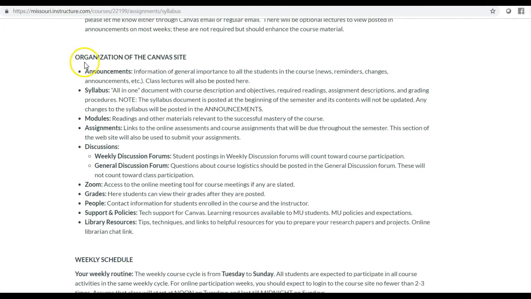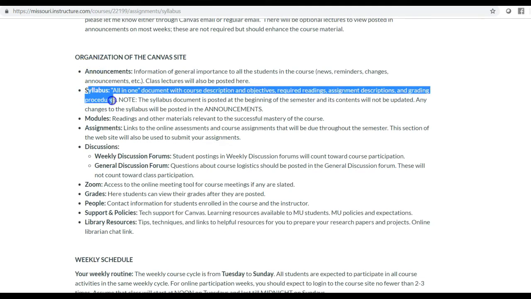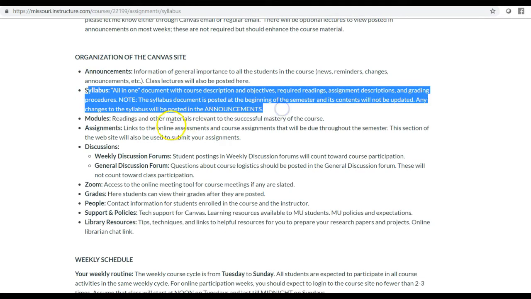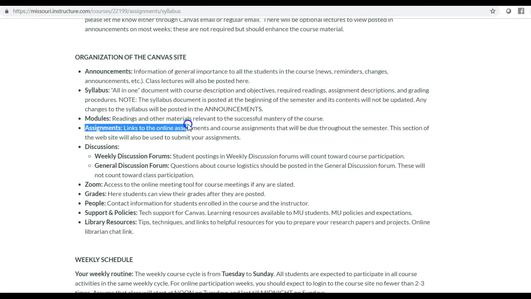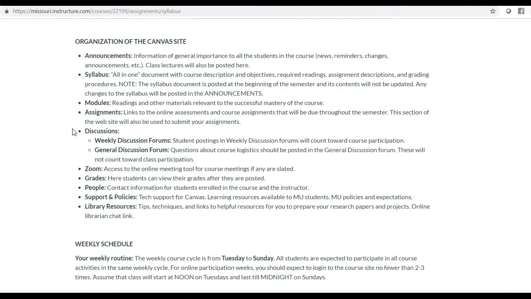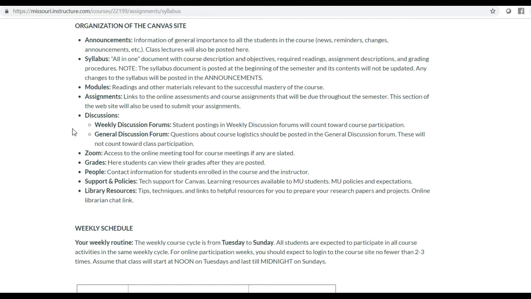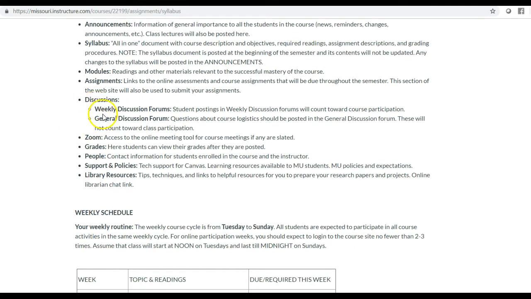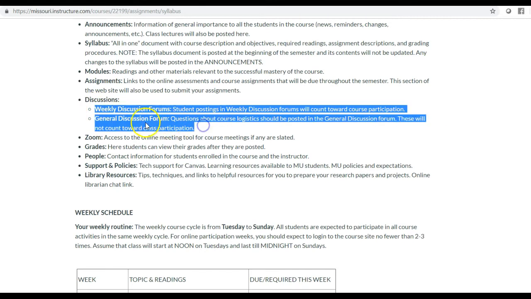Organization of the Canvas site. You've got the announcements. Class lectures will be posted there. Syllabus is your key to knowing what's going on. Modules, you need to access these readings and other materials to successfully complete the course. Assignments, that's where you will turn in your work and know what work is expected of you. You will see assignment prompts in the assignment section of the class. Discussions. Actually, I have phased out this weekly versus general discussion forums for the summer. I will be reintroducing that back during the regular spring and fall, but it's not going to be a summer thing.